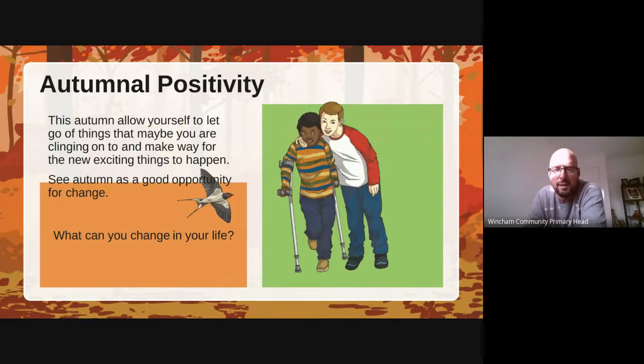Now, this autumn, see if you can allow yourself to let go of things that maybe you are clinging on to, and make way for some new exciting things to happen. And think, do you know what? I'm really, really glad I'm in Mr. Garner's class this year. I obviously miss my old teachers, but I've had a really good time, and Mr. Garner's taught me some really cool stuff. So you're not thinking about the past, but actually saying, yes, this is a good thing to move on. So this autumn is a good opportunity for change.